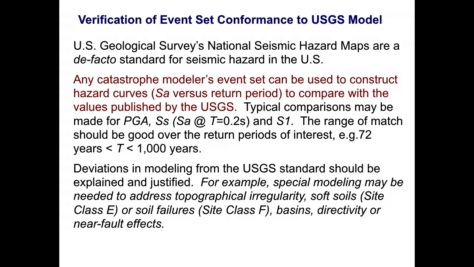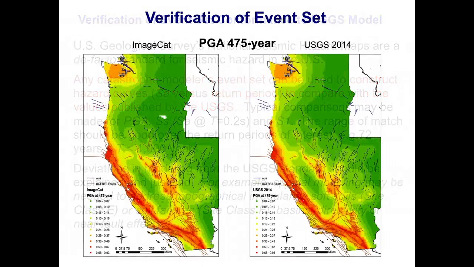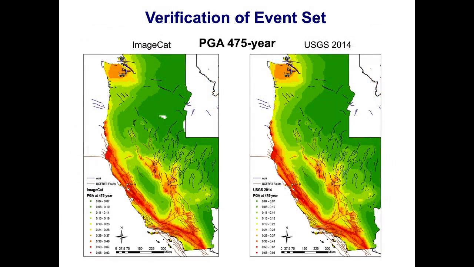But in the verification of an event set, what you'd like to see is, for something like 475-year PGA, that the catastrophe modeler is able to reproduce pretty faithfully the USGS distribution of ground shaking.